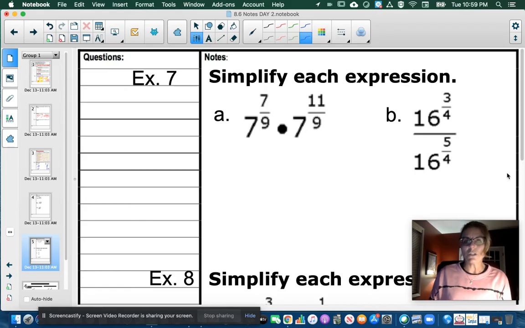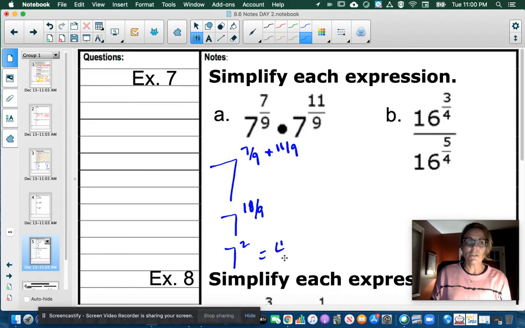Simplify each expression. We have a base of 7 raised to the 7/9 times a base of 7 raised to the 11/9. The bases are the same, so we can write the base, and we're multiplying, so we add their exponents. So 7 over 9 plus 11 over 9, we get 7 to the 18 over 9. Well, that's 7 squared, which is 49.